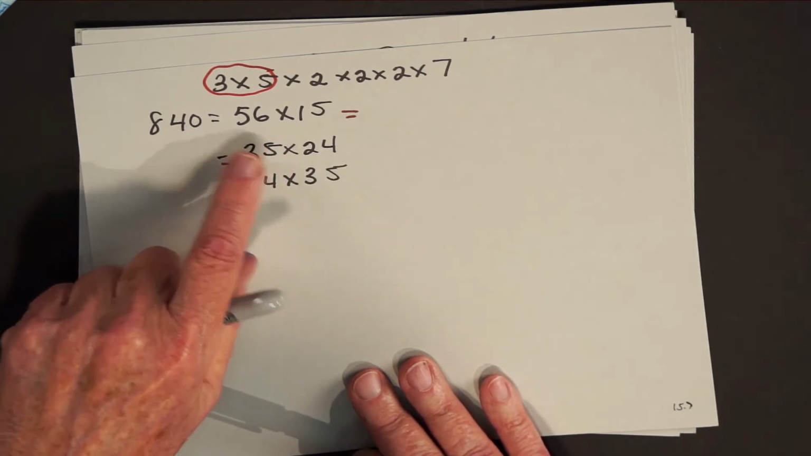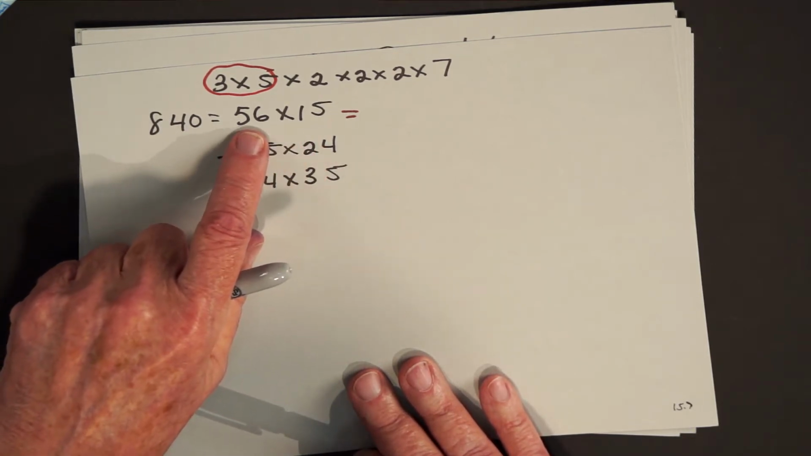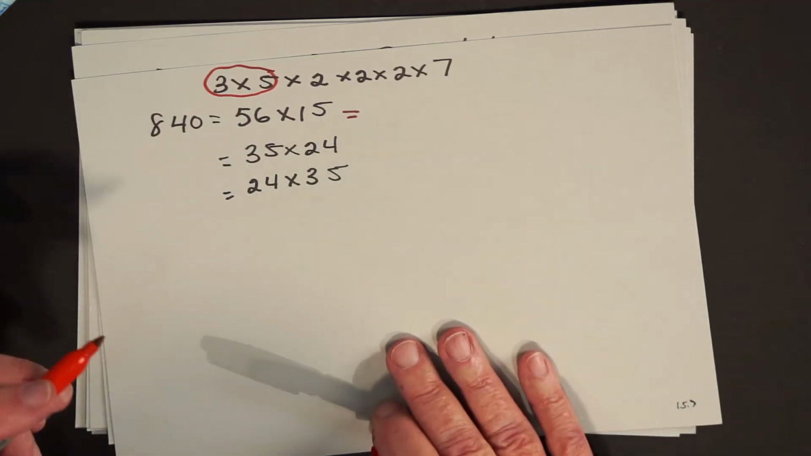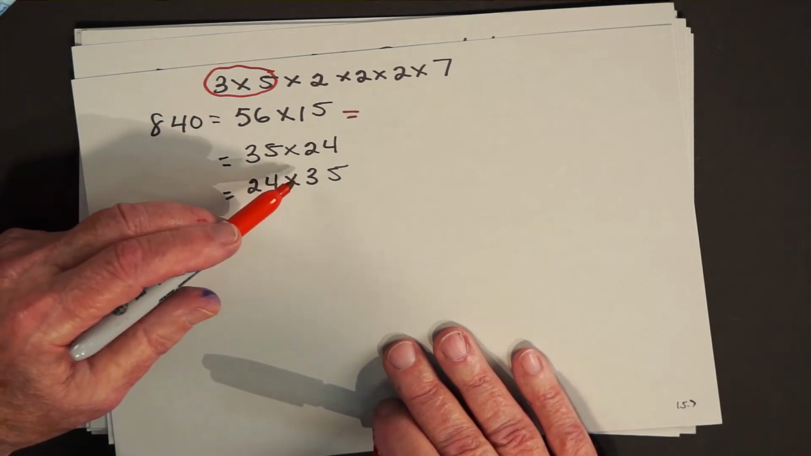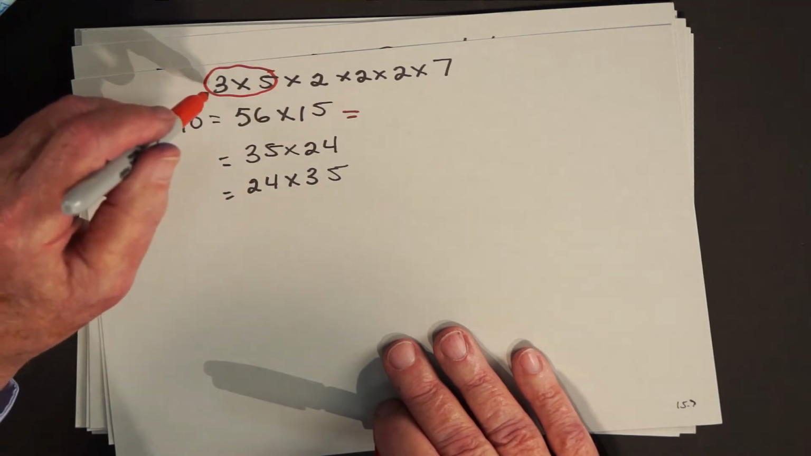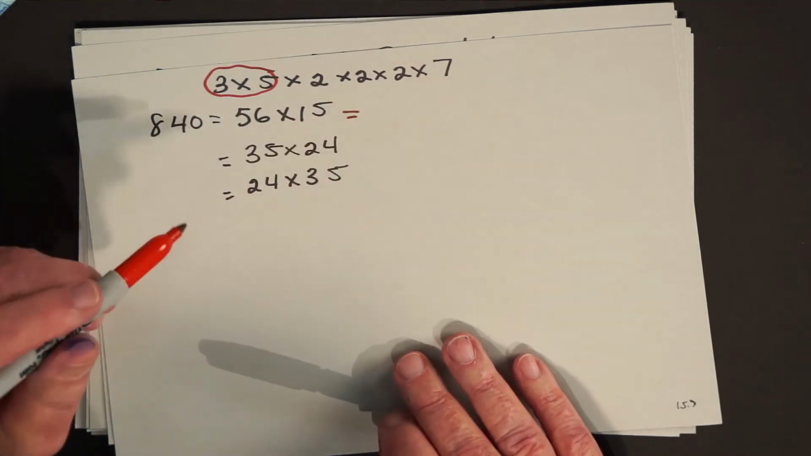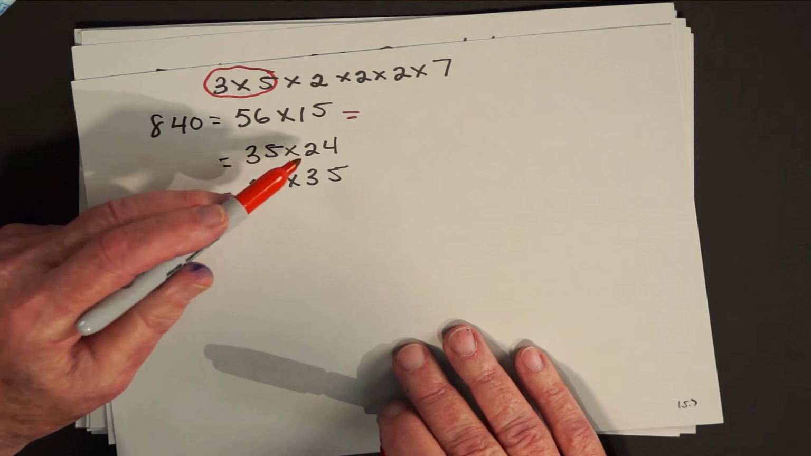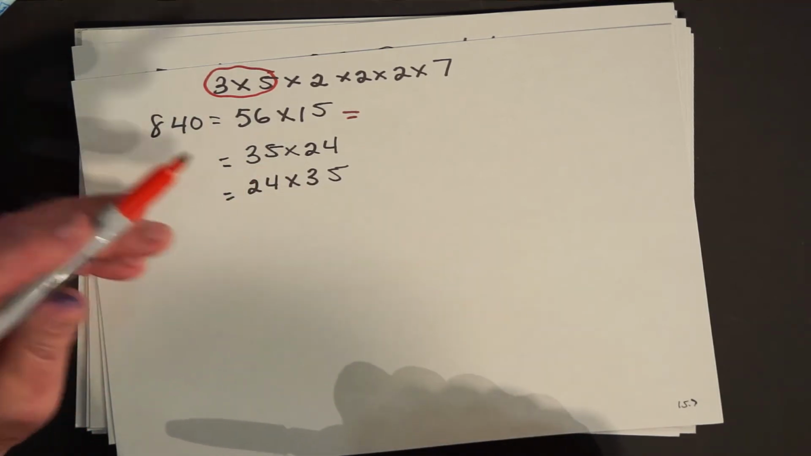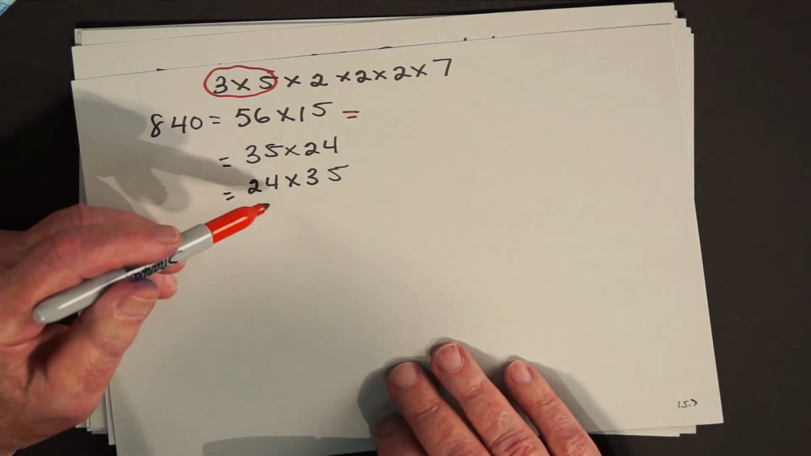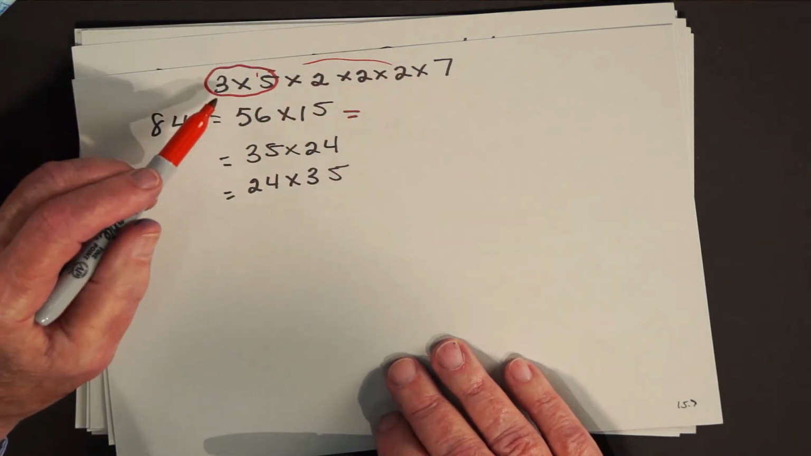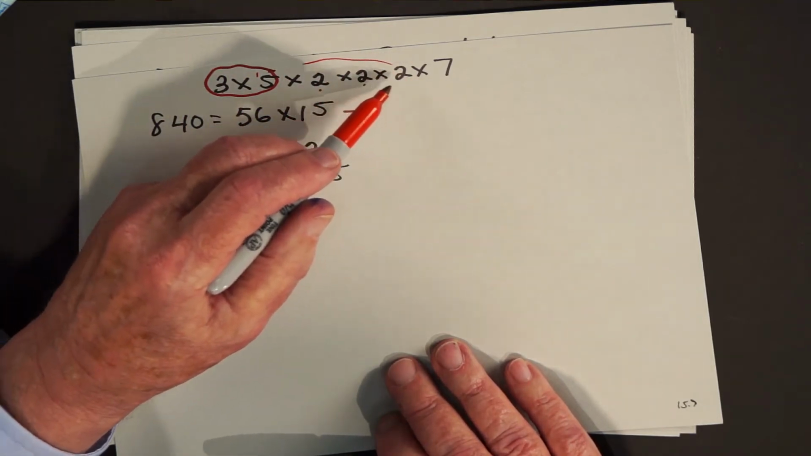That says 840 would be the 56th number that would come up if you were listing all the multiples of 15. And where would 24 come up here? You cover up the 3 2s and the 3, the 5 and the 7 are left. It's the 35th number you'd come to if you're multiplying by 24. What multiple is it of 35? 35 is the 5 times the 7. That leaves the 3 times 2 times 2 times 2.